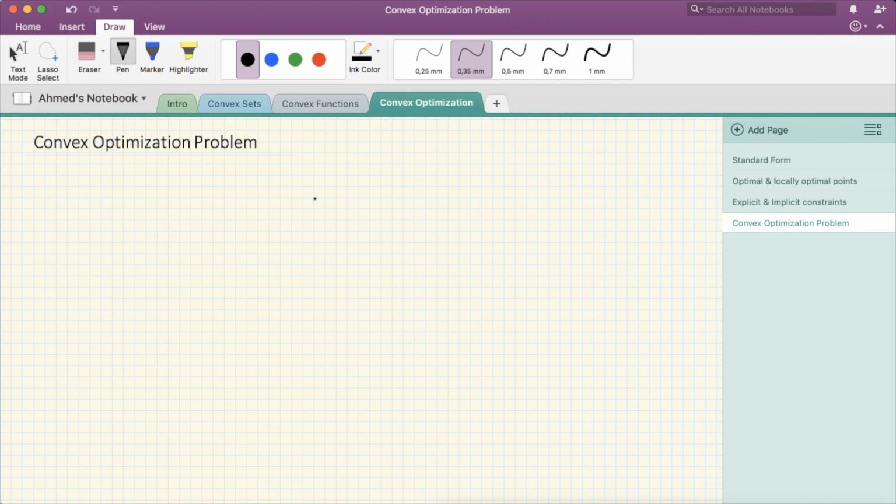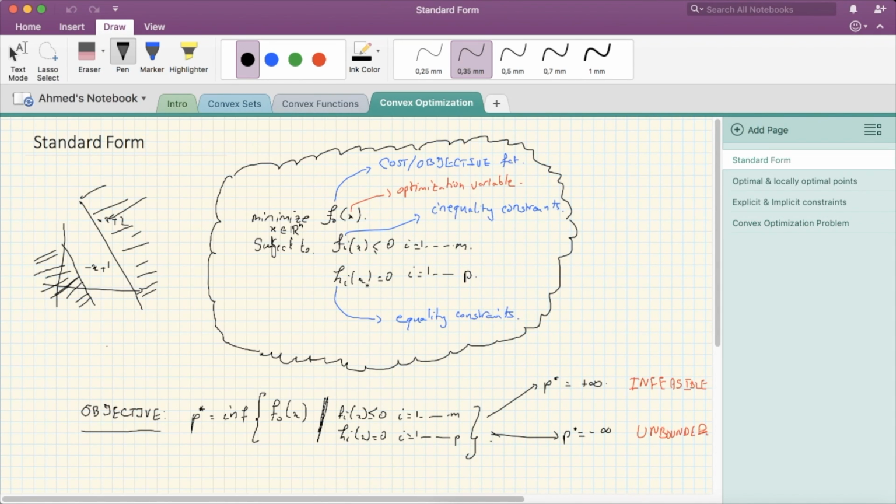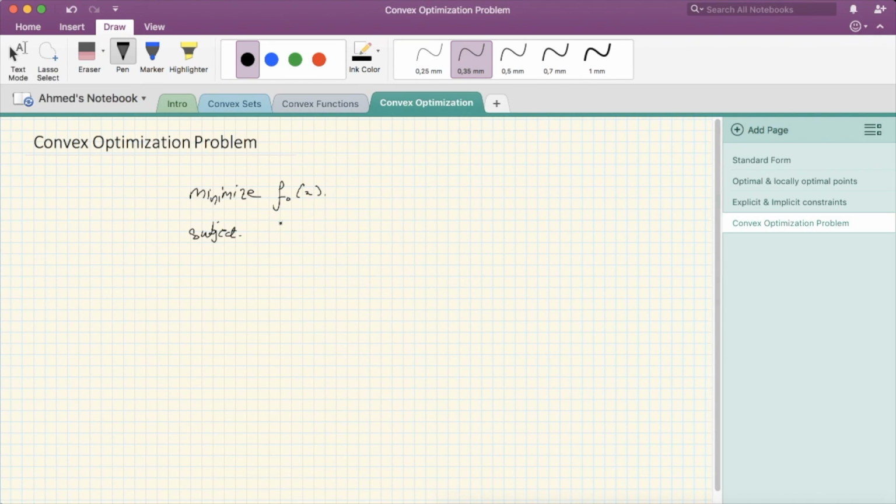Perfect. So now, and at last, we've made it to this subsection of this course titled Convex Optimization Problem. So what is a convex optimization problem? A convex optimization problem is indeed an optimization problem, and therefore I can write it as follows: minimize f0 of x, the same problem written in standard form. So I'm just copying this guy right here.